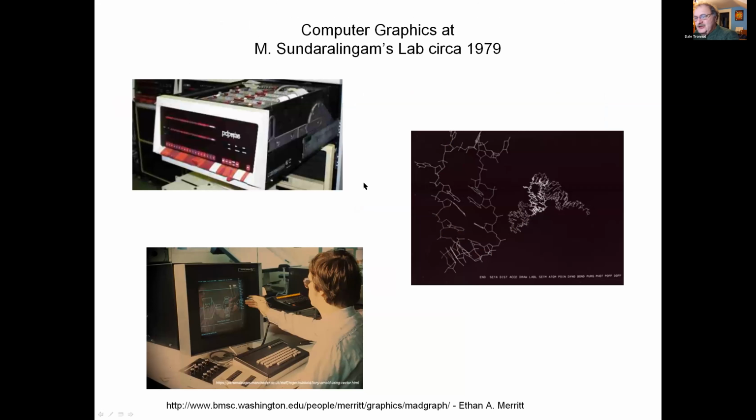Now, the graphic systems were incredibly primitive compared to what we have today. These are pictures that Ethan Merritt has on his website about his time when he was in Madison in Sundral Ingram's lab, and I worked some on this vector general system. So he had this computer running it. I picked up this other picture on the internet, showing a random person working on something other than molecular graphics, just to show what the display looked like. You basically had this big display, could only draw lines, and everybody has a keyboard. Keyboards are always there. This one used a light pen to point at things.